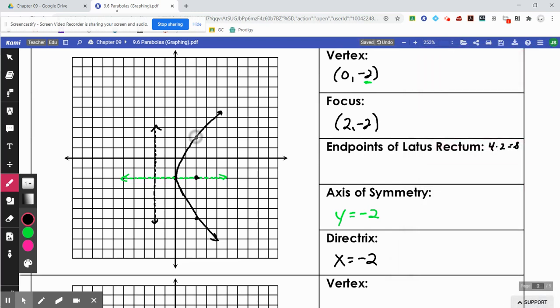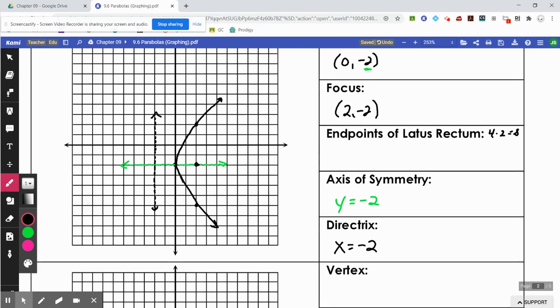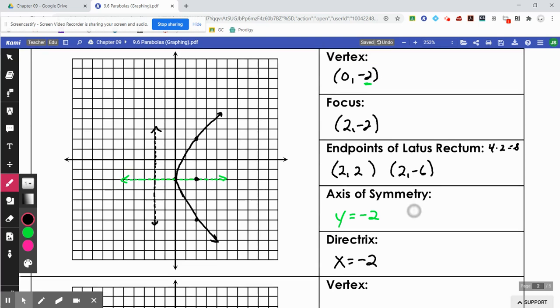So these endpoints of the latus rectum are going to be located up and down from that focus. So let's take our focus, which was at 2, -2, and let's go up 4 to 6, -2. Or actually, let's try that again. Up 4 to 2, 2, and down 4 to 2, -6. So there's 2, 2, there's 2, -6. That's the endpoints of the latus rectum.